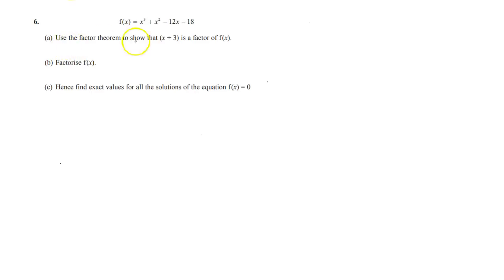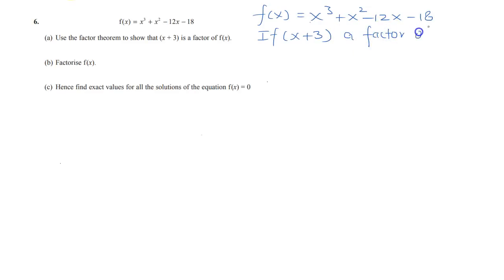Number 6. Use the factor theorem to show that x plus 3 is a factor of f(x). f(x) is x cubed plus x squared minus 12x minus 18. If x plus 3 is a factor of f(x), it means f(-3) must be 0.